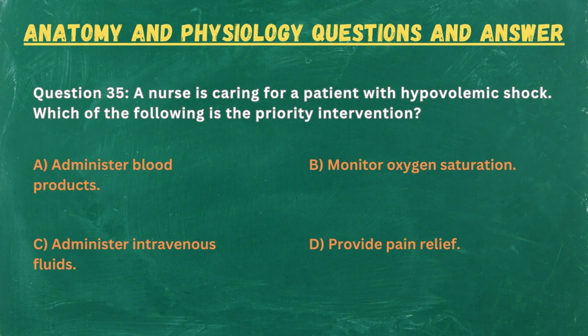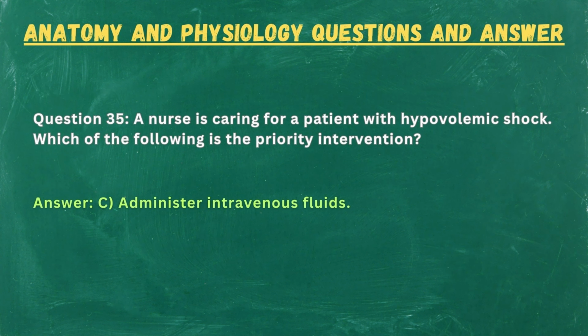Question 35. A nurse is caring for a patient with hypovolemic shock. Which of the following is the priority intervention? A. Administer blood products. B. Monitor oxygen saturation. C. Administer intravenous fluids. D. Provide pain relief. Answer C. Administer intravenous fluids.